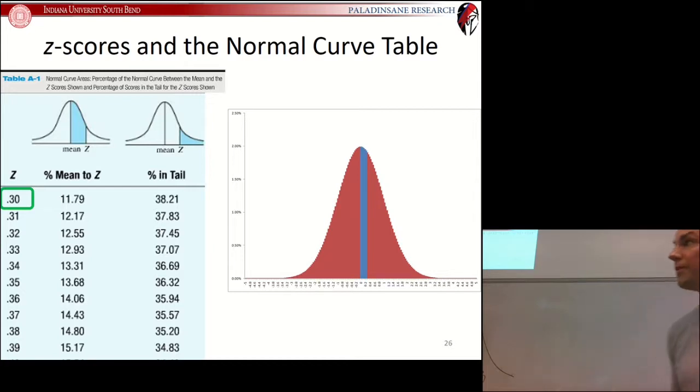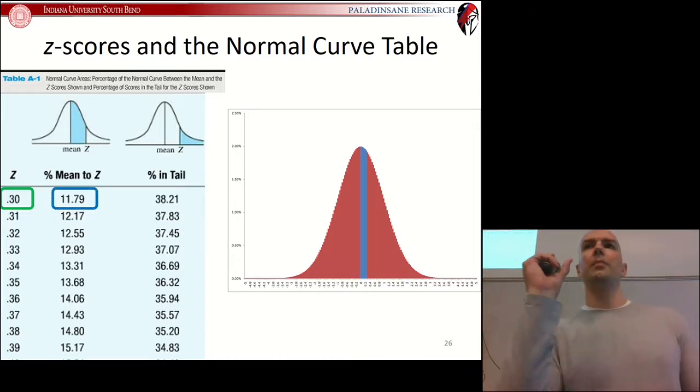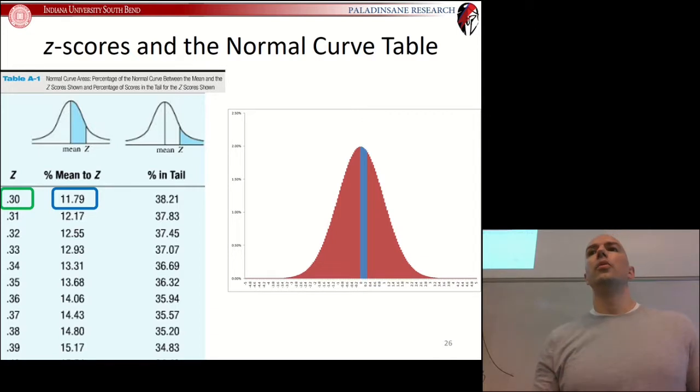So once again, we find that z-score of 0.3. And once again, we look at our columns. Is it this column or is it this column? We take a look at our picture. We ask which one it looks like. Looks like this first column over here. So we say, all right, in that case, we got a z-score of 0.3, and in between the mean and that z-score, we got 11.79% of the distribution.